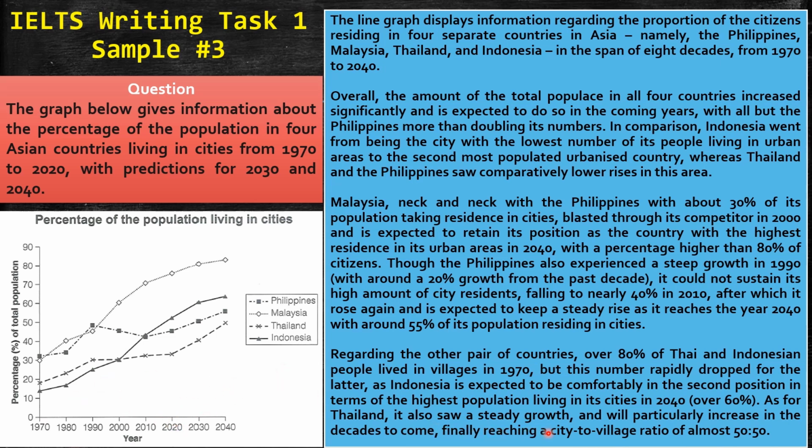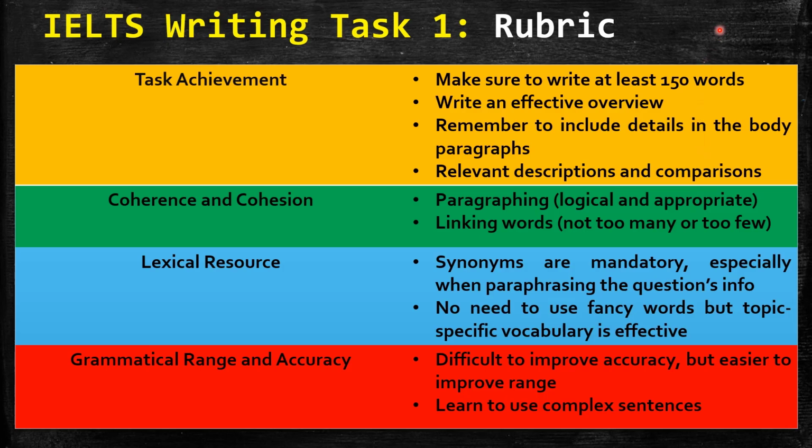Finally reaching a city to village ratio of almost 50-50. The city ratio is around 50% of the population will be living in cities and 50% will remain in the villages.